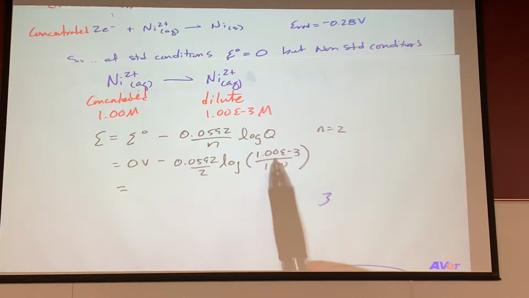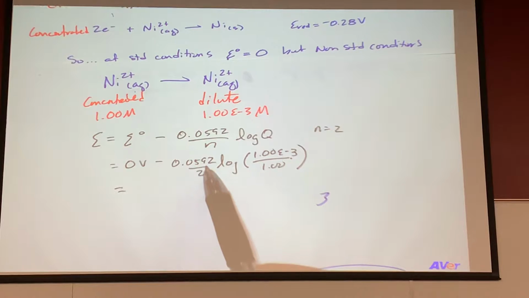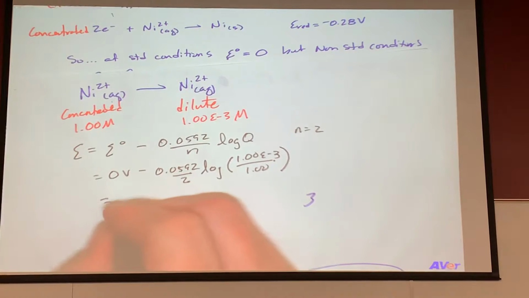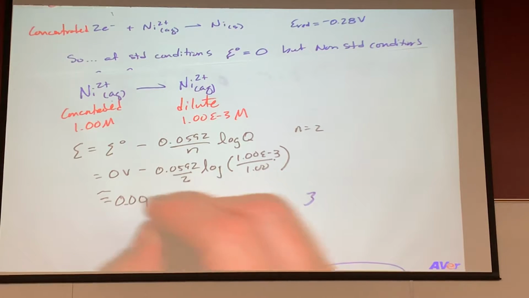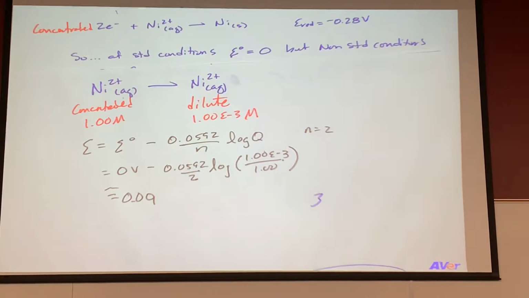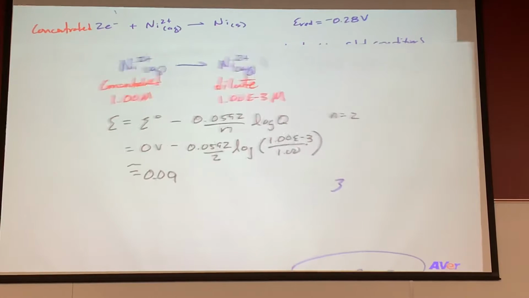Can you guys math that in your head? Well, are you good with this term being negative 3? Yes. What's 3 divided by 2? 1.5, right? It's 1.5 times 0.06, which is roughly 0.09.